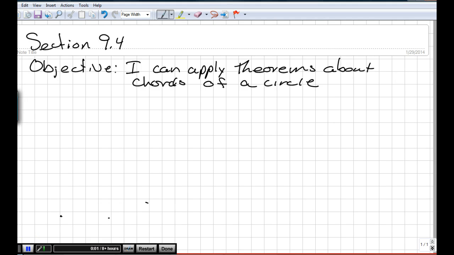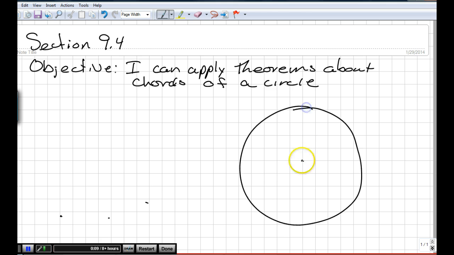Section 9.4. Our objective today is I can apply theorems about chords of a circle. So if I have circle A and I have a chord, remember a chord is a segment whose endpoints are on the circle. So I have chord YX. Then chord YX cuts off two arcs.